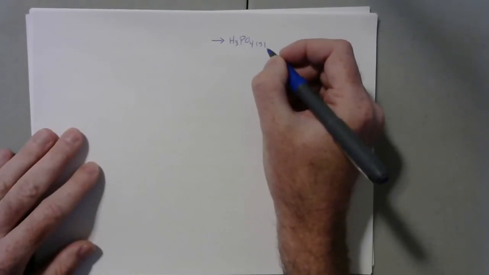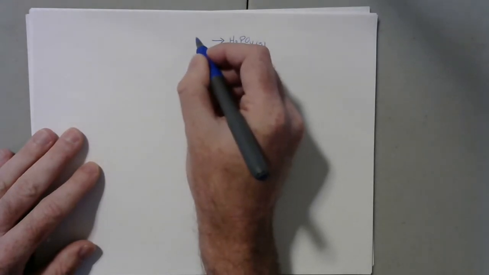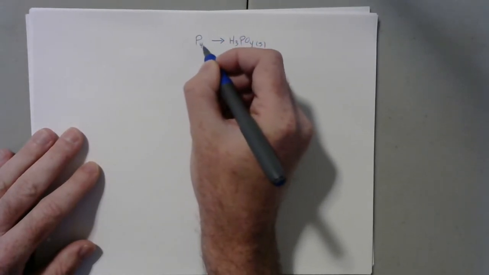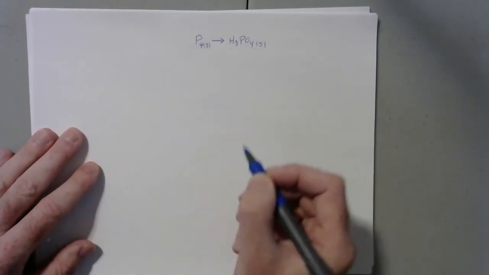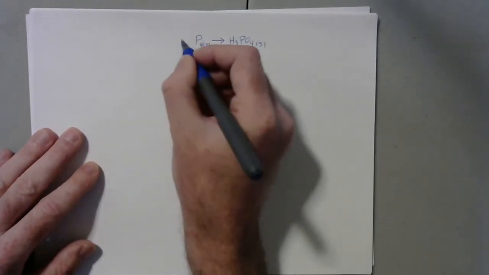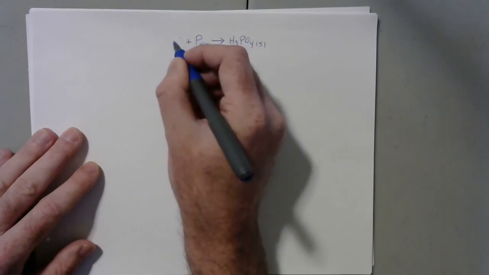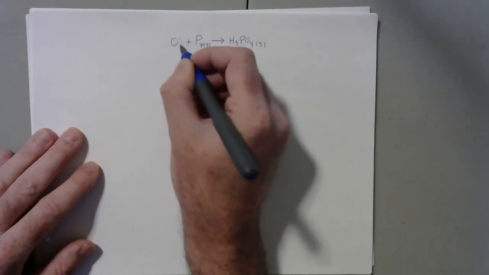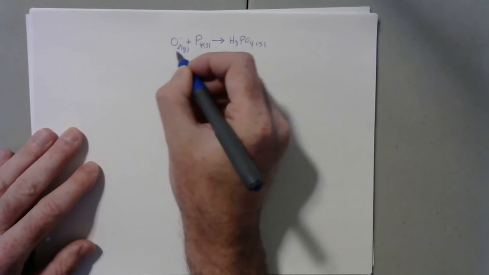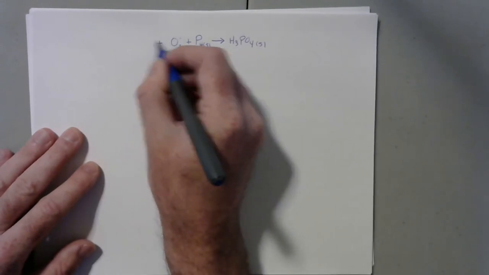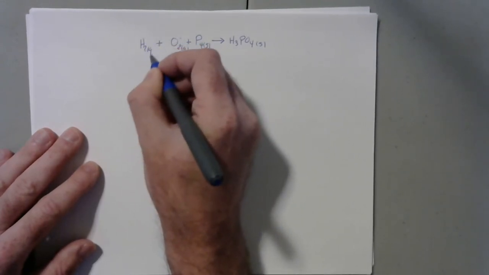Now, what are your elements in their standard states? It turns out if you look in there, it's the P4 allotrope that is 0. You get O2 for oxygen, and we have H2 for the hydrogen.